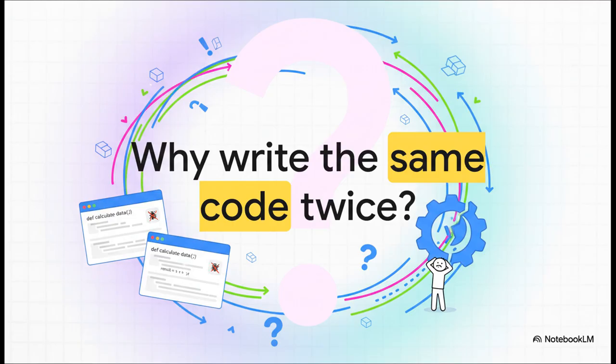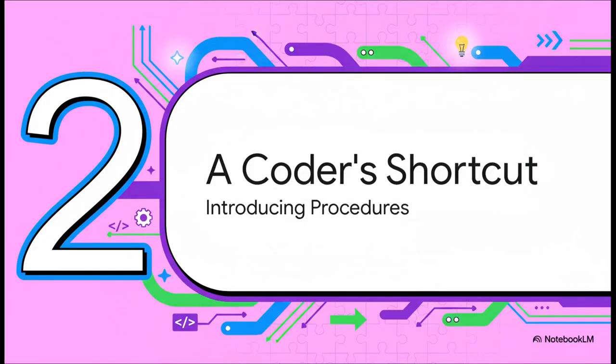Think about it. If you find a bug or you need to make a change, now you have to remember to fix it in two different places. That's just asking for trouble. It might seem like a small deal here, but imagine a big program with hundreds of buttons. It would be an absolute nightmare to manage. Thankfully, we do not have to live like that. It's time to introduce the elegant solution to all this repetition.